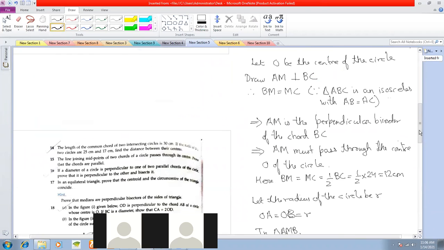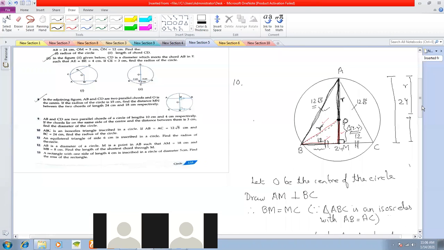If no, then I'll proceed to the next problem. Okay, so let me just summarize this problem a little. We considered this triangle first, AMB, and we found out this length, AM. We considered the radius of the circle to be R. So this is R. And therefore OM, this length, is 24 minus R here that I have written.